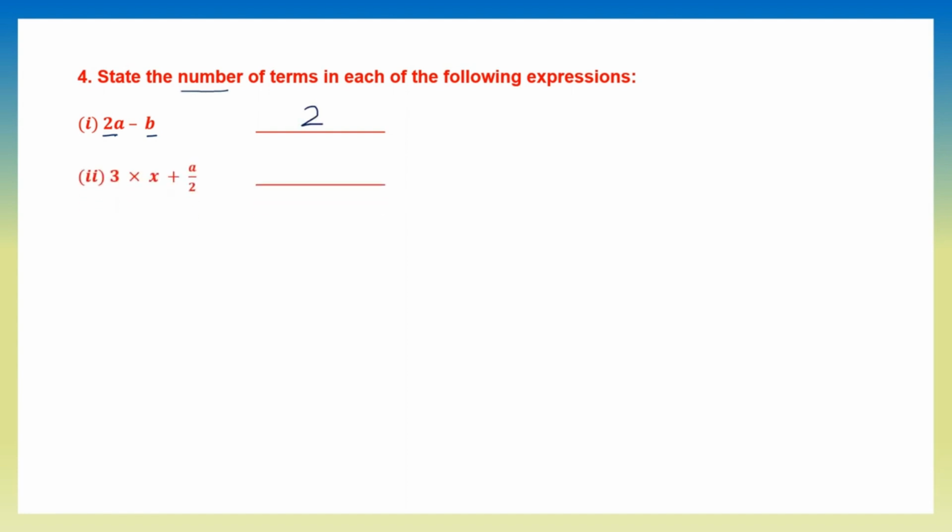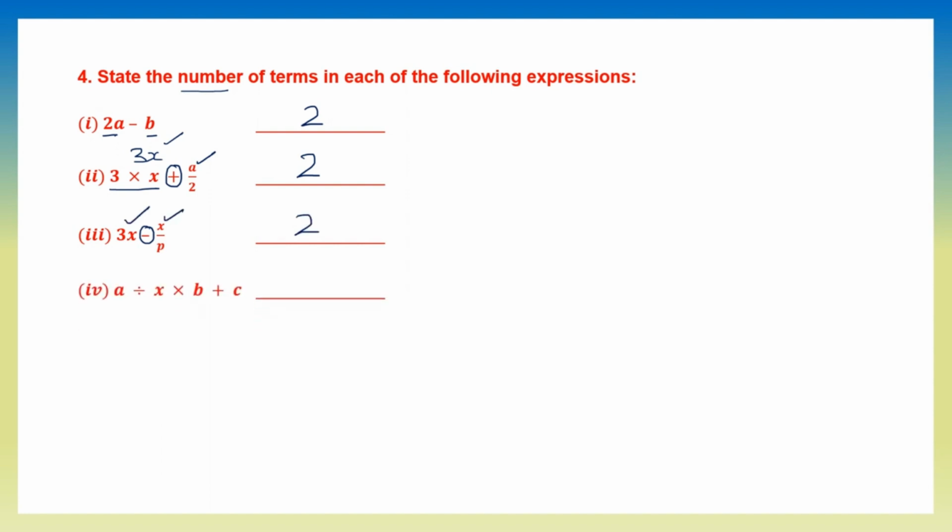Next one, 3 into x plus a by 2. Look out only for plus and minus signs. There's only one plus sign. If there is only one plus sign, there are two terms because 3 into x can be written as 3x. So that's one term. This is another term. So there are two terms. Next one, 3x minus x by p. So there is one minus sign which is separating the two. So 1, 2. Two terms.